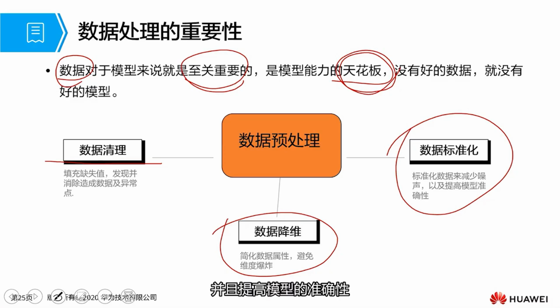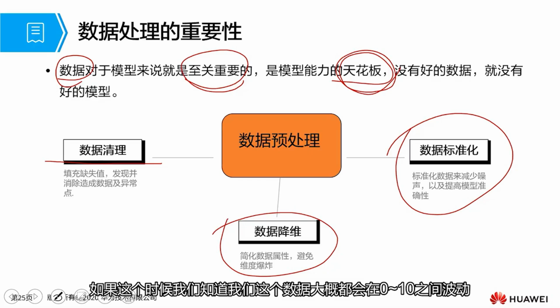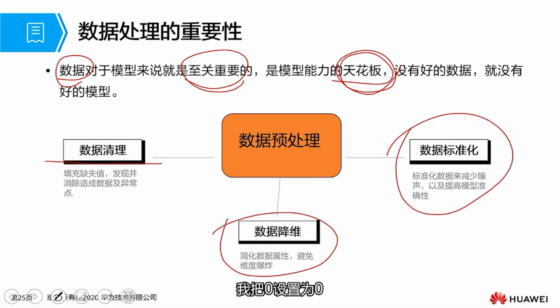Another is data standardization: standardize data to reduce noise and improve the accuracy of the model. Why is it said that standardized data can reduce noise? Let's continue with the example we just used: 5, 10,000, 7, 7, such a data arrangement. If we knew at this moment that our data will fluctuate around 0 to 10, it's very simple. I set 0 as 0 and 10 as 1, and all the data in between is normalized according to this scale, between 0 and 1. I don't care how much noise there is in here, 1,000, 10,000, or even 1,000,000. If you are greater than 10 in the end, I calculate everything based on 1.